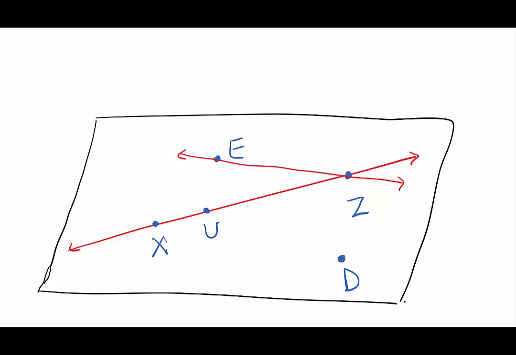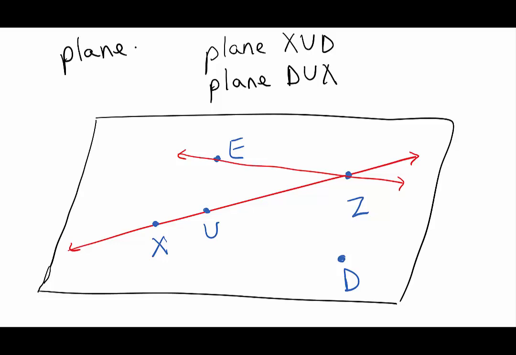I would pick any 3 points that are not on the same line. So for instance, X, U, and D are not on the same line. Let's call this plane X, U, D. Again, it doesn't matter what order the letters go in, I could easily say plane D, U, X, or name 3 other points that are not on the same line. Plane, let's go ahead and pick E, Z, U. It's just 3 ways to name this plane.